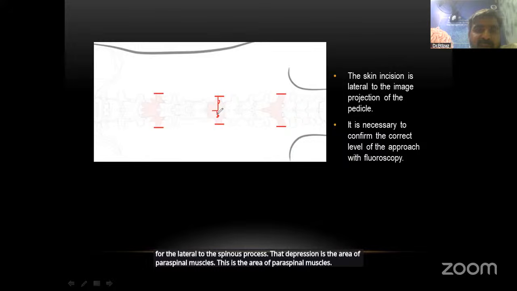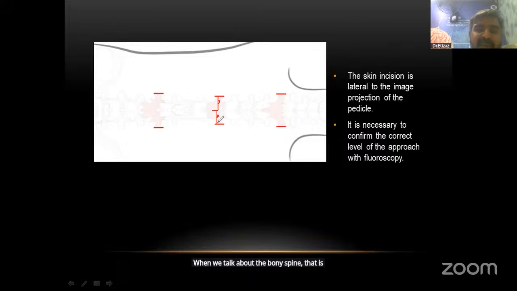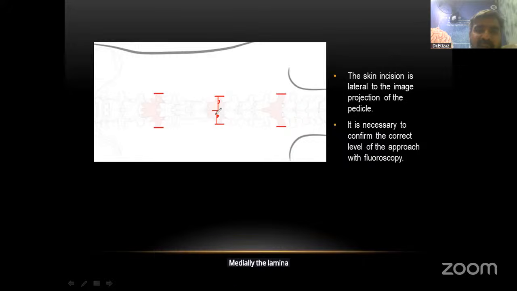This lateral depression, when we are talking about the musculature, is the area of the paraspinal muscles. That depression, this whole area, is the area of the paraspinal muscles. When we talk about the bony spine, that is the area of the posterior elements, including the transverse process. Look here: medially the lamina, and then the pedicle and the transverse process.